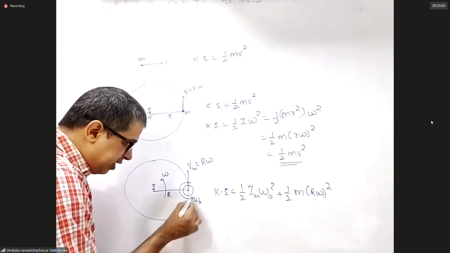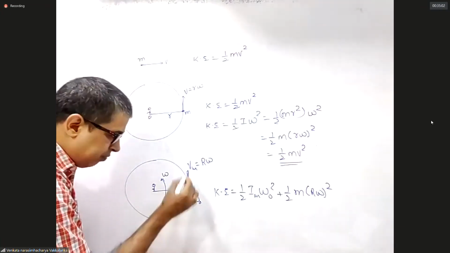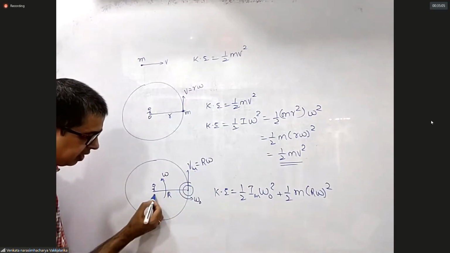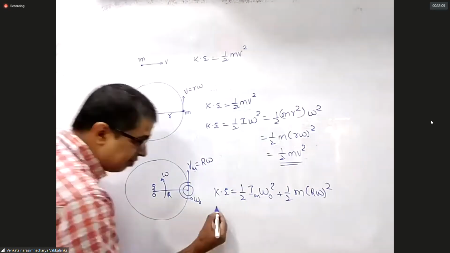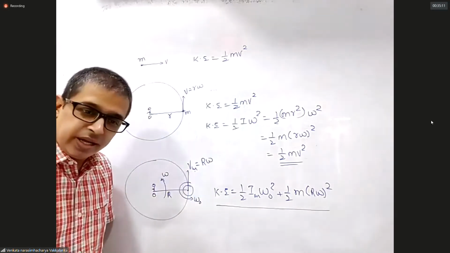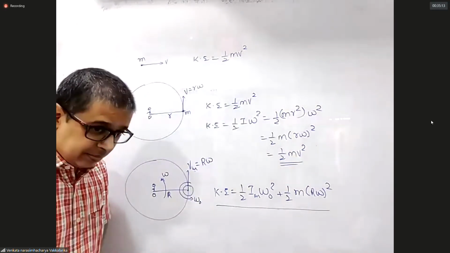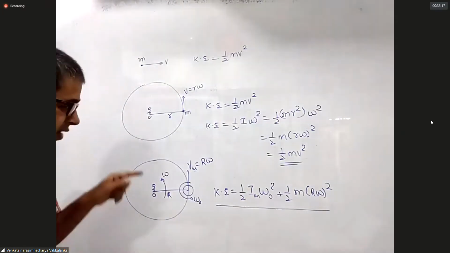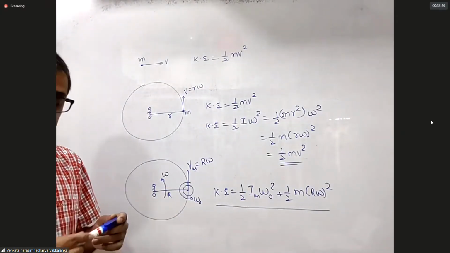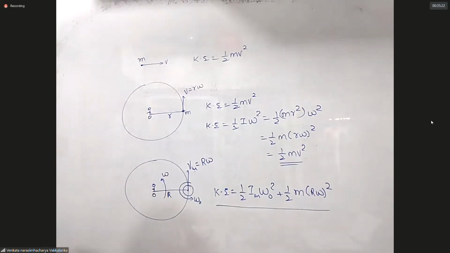So kinetic energy of the body about its center of mass plus kinetic energy of the center of mass with respect to the origin, I will get the total kinetic energy of the body. Is the logic clear? Yes, sir. I will slightly complicate this version for you to understand this better. Take it down to here.